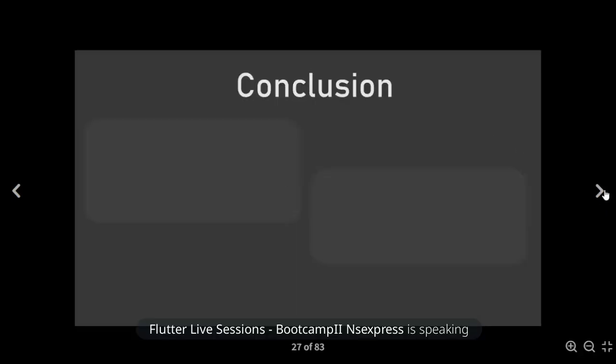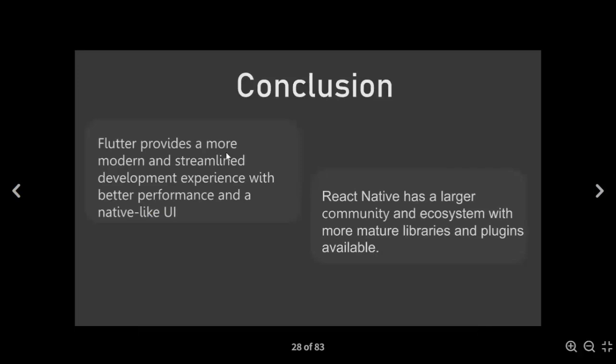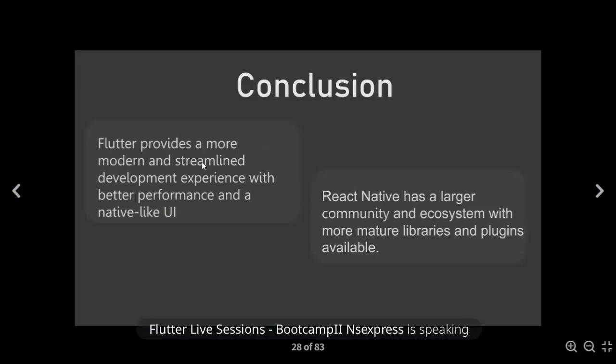So, conclusion. Flutter provides a more modern and streamlined development experience with better performance and a native-like UI, while React Native has a larger community and ecosystem with more mature libraries and plugins available. So that is why some people still stick to React Native. They prefer React Native to Flutter because they don't want to stress themselves, or based on preferences. So I hope you understand why we are using Flutter now.